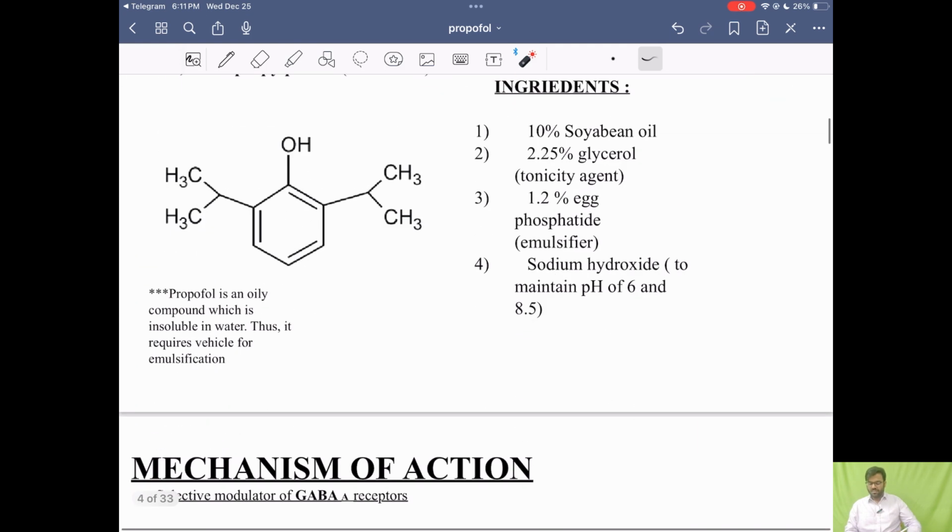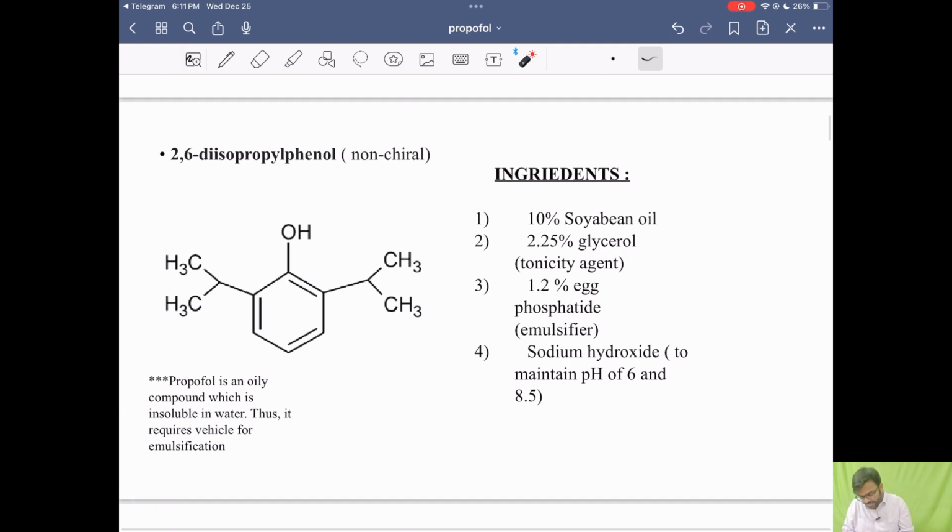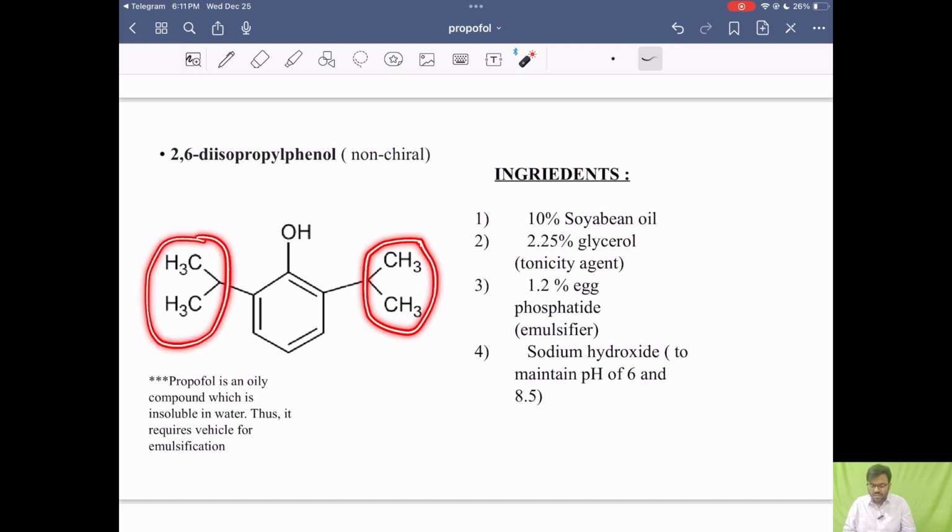Okay, so this is the chemical structure of propofol. This compound's name is 2,6 diisopropyl phenol. This is the carbon 1 2 3 4 5 6. So we can see at carbon 2 and at carbon 6 we have two propyl groups and an alcohol group. So this is a 2,6 diisopropyl phenol.